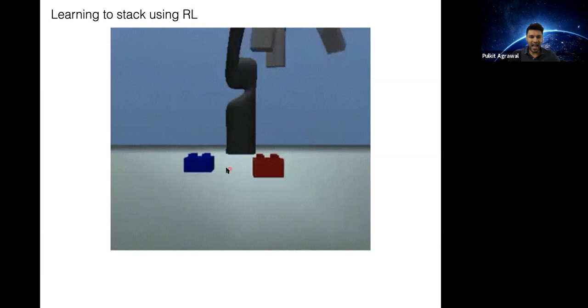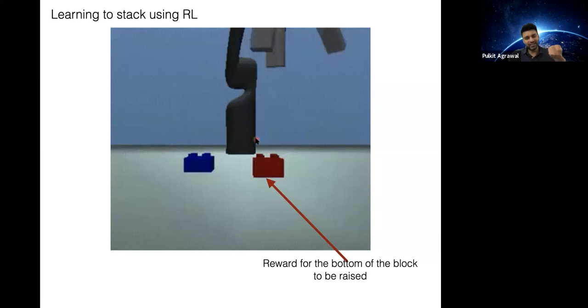So let's consider another example. For example, I have over here two blocks, the blue block and the red block, and I want to stack this red block on top of the blue block. So one natural reward function is, first I'm going to lift this block and then keep it on the blue block. So there should be some reward for the bottom of the block to be raised above the table, and then I can go and place it on the blue block.